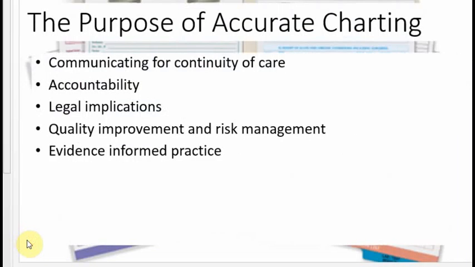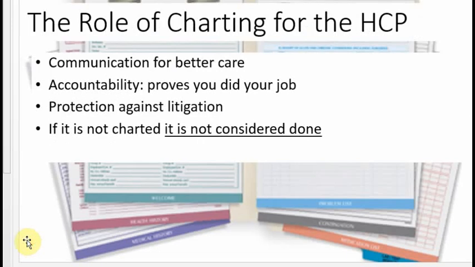So why do we document? Well, it's our legal document to keep a record of what we actually did for our clients. And so it communicates continuity of care, it makes us accountable. Legal implications, definitely. If it's not charted, it's not done. Quality improvement and risk management. Charts are taken after the fact, and they're studied to see how we can improve services that we offer to the public. And they provide evidence-informed practice. So documentation is really super important.